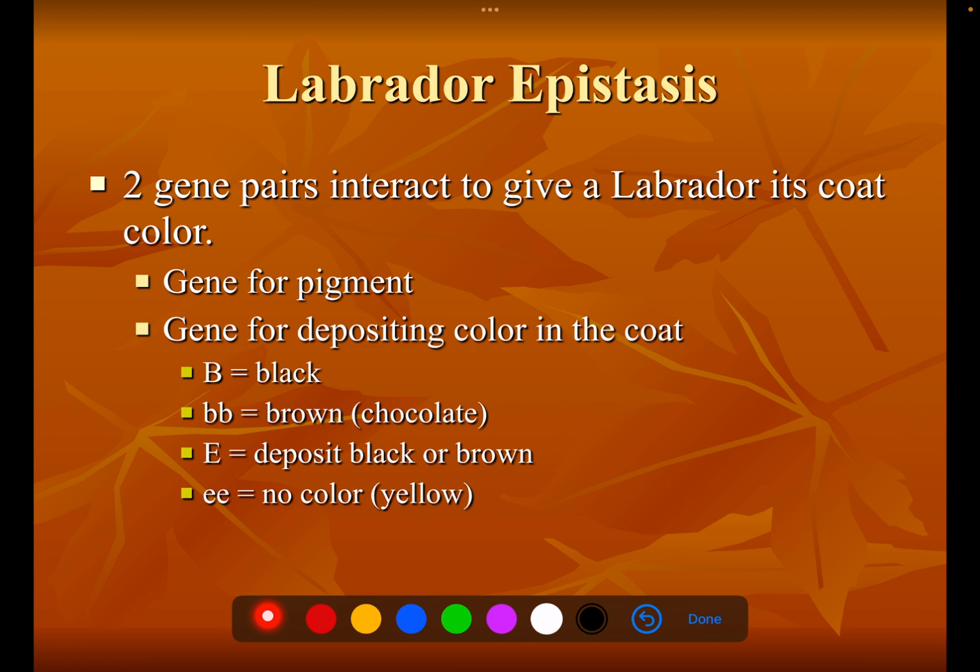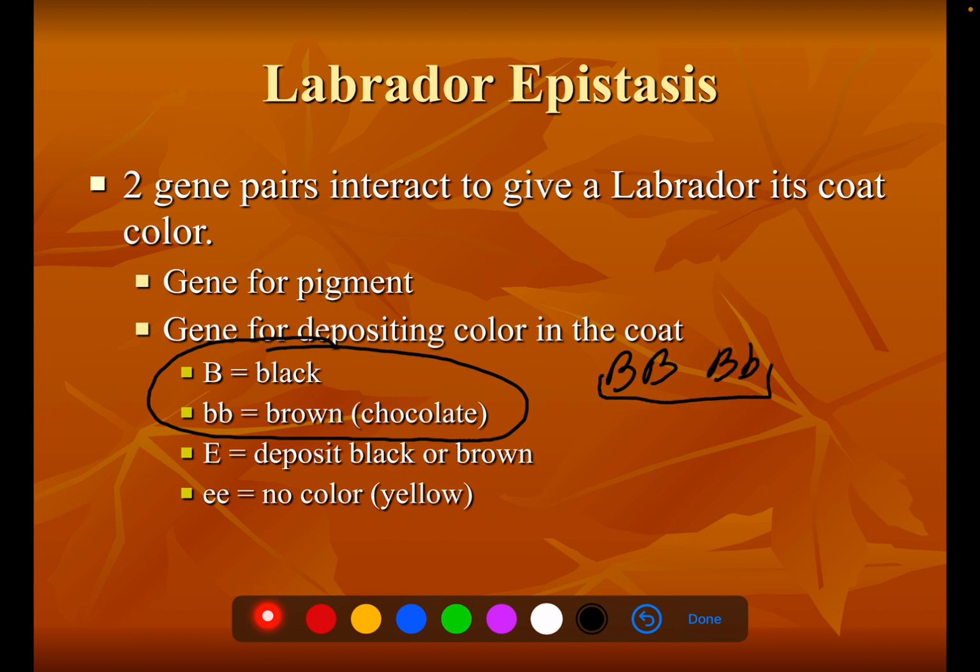We also talked about the lab as an example of having genes that control other genes, right? That's a big deal in genetics. So there's a gene that controls coat color. You can be, for example, big B, big B, or big B, little b, in which case you'd have a black coat. Or you could be little b, little b, in which case you'd have a brown coat. Those are the genotypes. However, there is another set of chromosomes that control whether you put down the pigments or not.